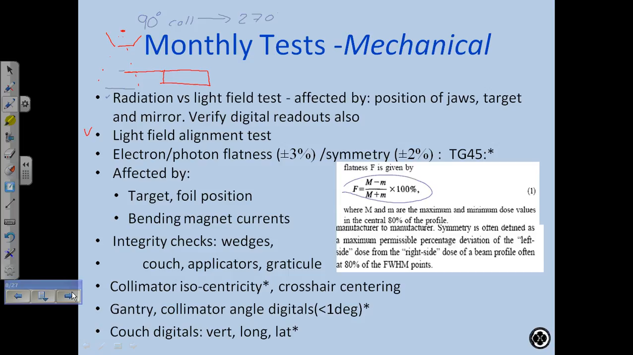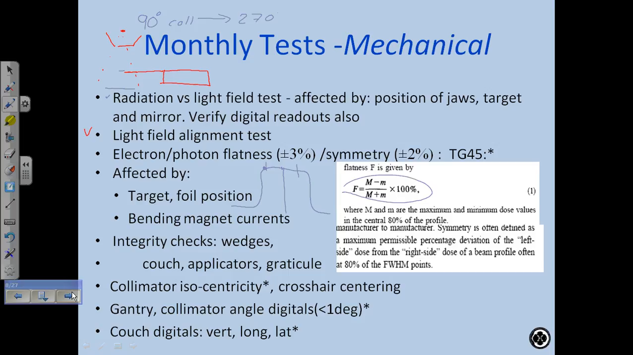But basically, what it means is, here's your profile. For flatness, if this is a 10 by 10, you're looking at 4 cm from this side and 4 cm from that side, and you're looking at the maximum and minimum doses within that area. Usually there are some horns, so the maximum tends to be up here, and the minimum is down here at the central axis. So you subtract that minus that, over the sum of that, times 100, and that's a percentage. Okay.